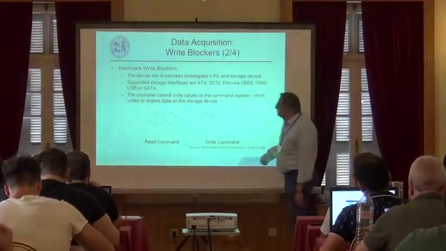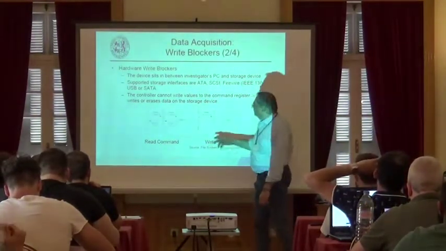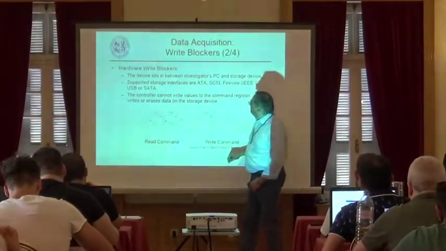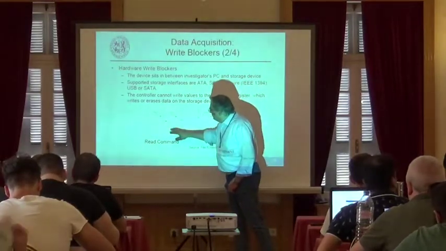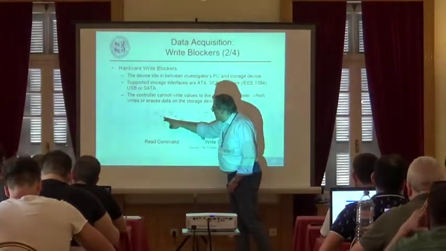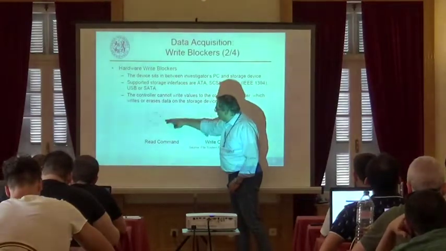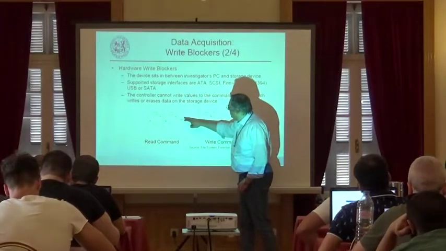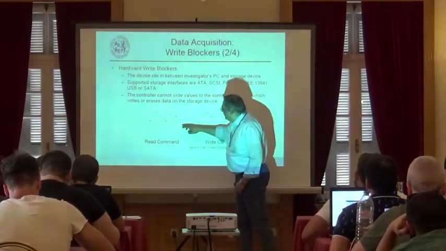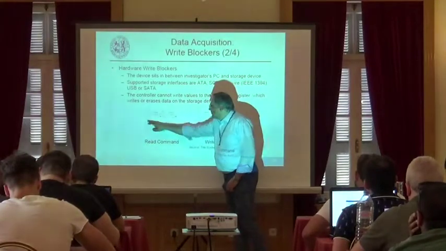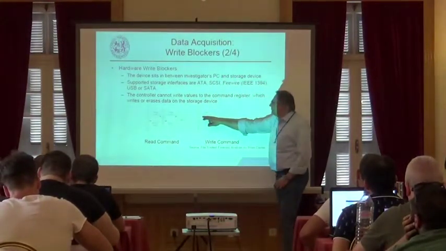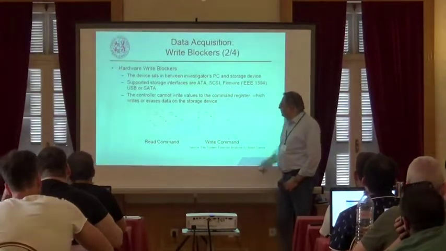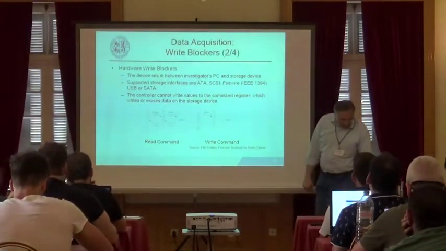So here we have it. I'm sorry, on my laptop it's much better. Here it's a little bit pale. Here we have a read command. So the controller sends the read command to the blocker device. The blocker device allows it, and it reads the sector. And then it returns the data through the blocker. If we have a command to write the sector, the blocker will do nothing. It will ignore the command.